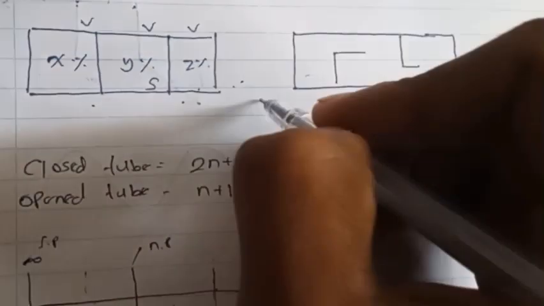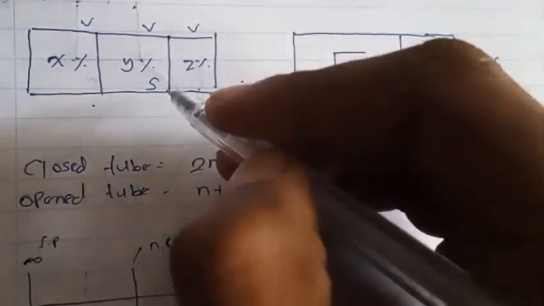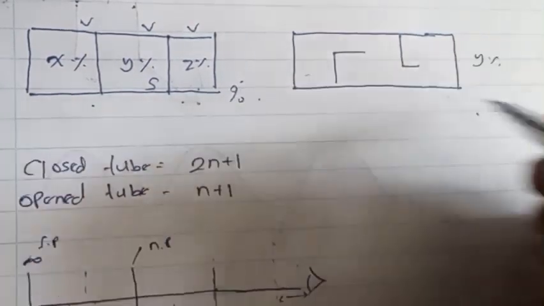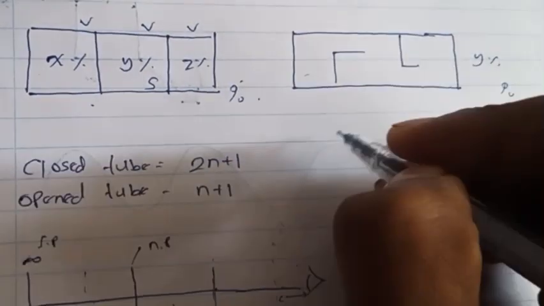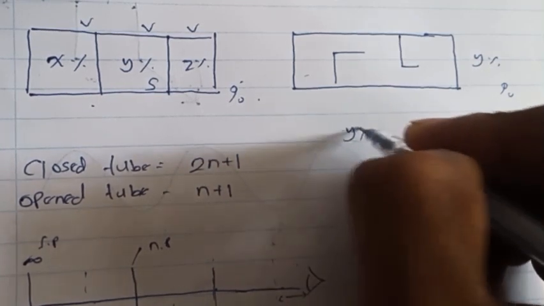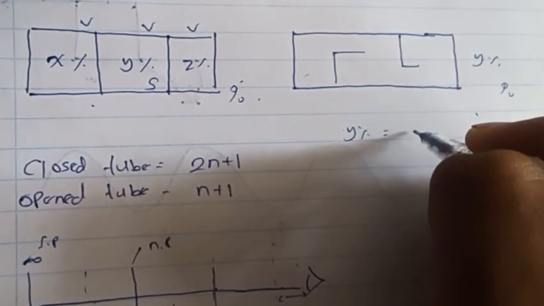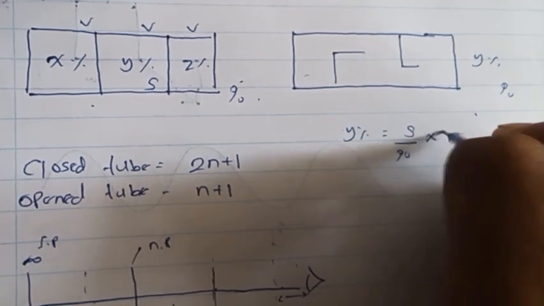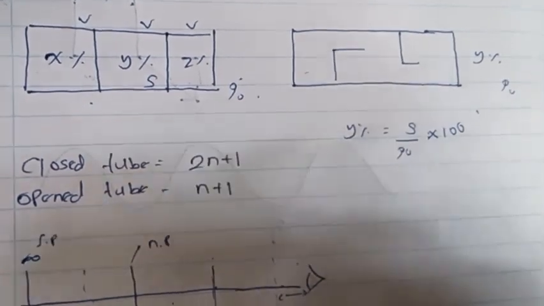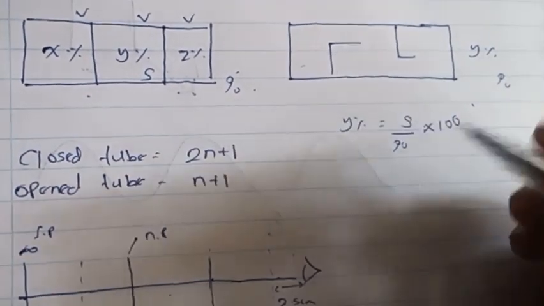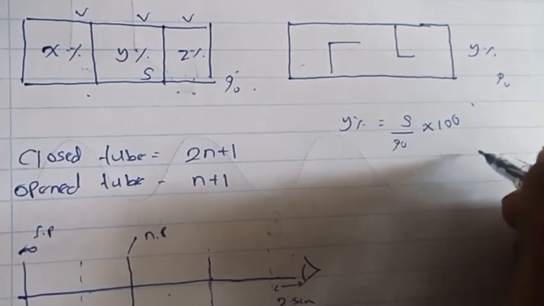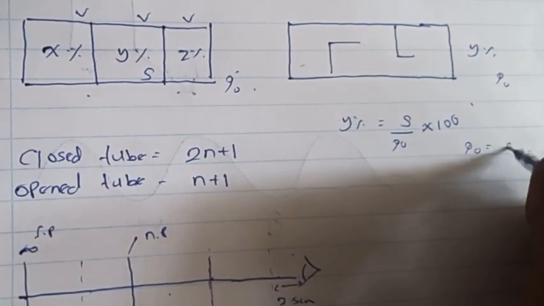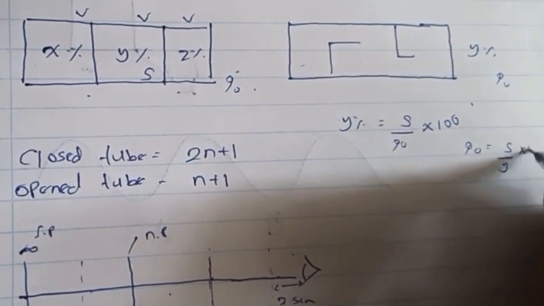So now we are dealing with absolute humidity. The saturated absolute humidity is going to be the same in both the cases. If I call it rho naught, here also it's going to be rho naught. So Y percentage is equal to S divided by rho naught times 100, right? This is going to be our equation. From here we can get an expression for rho naught as S divided by Y times 100.